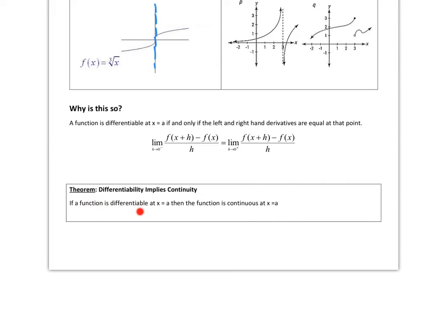And the last thing I want to talk about is continuity. If a function is differentiable at x equals a, then the function must be continuous. So differentiability implies continuity, but the other way around is not necessarily true. So let's see how this would work in an example.